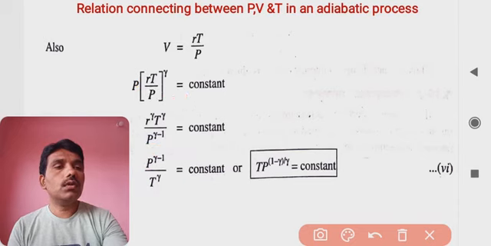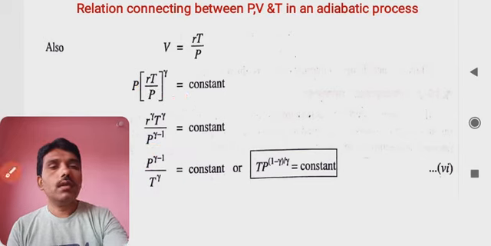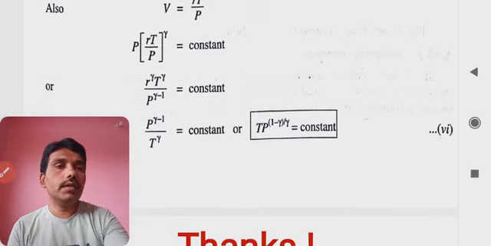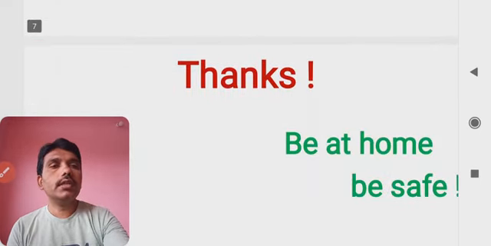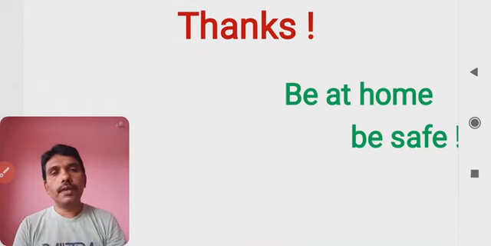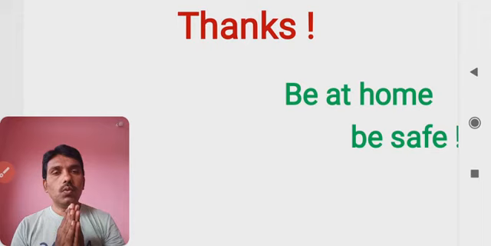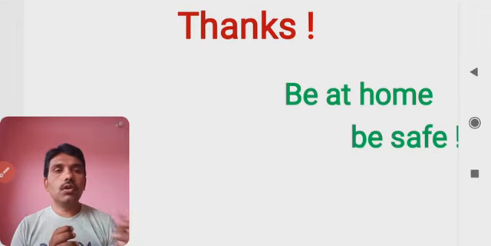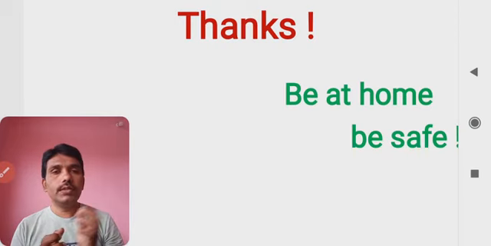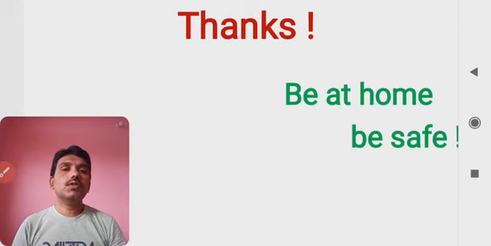So this is the relation connecting between the pressure and the temperature. So this is the relation connecting pressure, volume and temperature in an adiabatic process, where no internal energy is going outside, nor is heat from the outer surroundings coming inside the system.